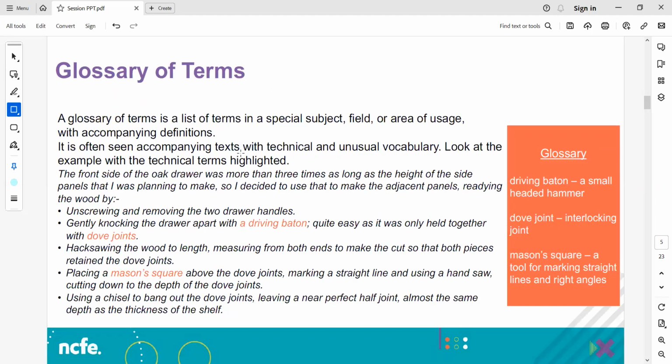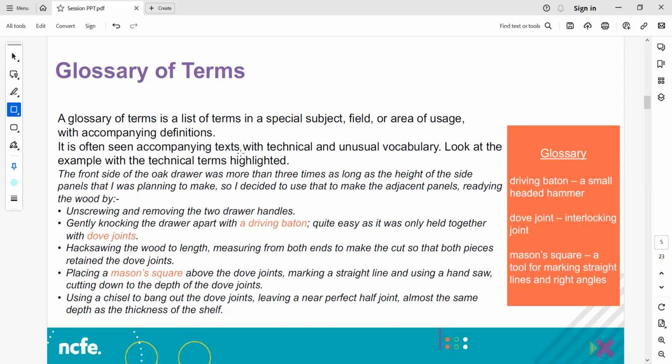So a glossary. This is a list of terms in a special subject, field, or area of usage. So they're specialised vocabulary that might not be known to everyone that is reading the text. And because the author of the text is aware of this, they include a glossary. So it's like a miniature dictionary, just giving the meanings of these specific technical terms or subject-specific terms. It could be a word or it could be a short phrase.